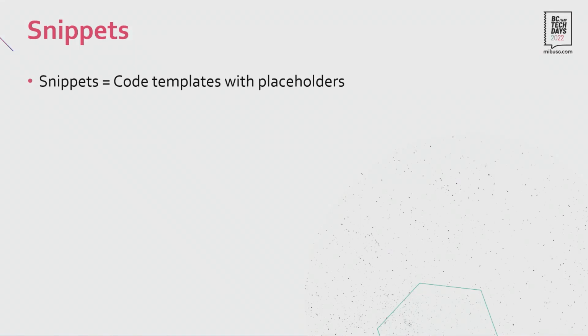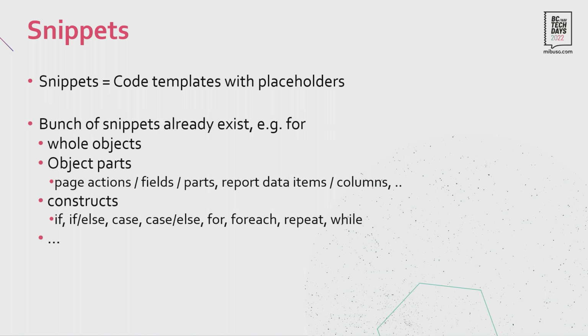Exactly. So I want to start with snippets and show you what snippets are, how to use them, and how we can create our own. I would describe snippets as code templates with some specific placeholders. So we can insert a bunch of code and directly tab through it and enter our variables just the way we would like it. And there are already quite a bunch of snippets for whole objects like codeunits or for smaller parts like page fields or report data items whatsoever.